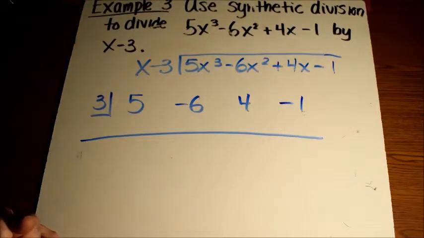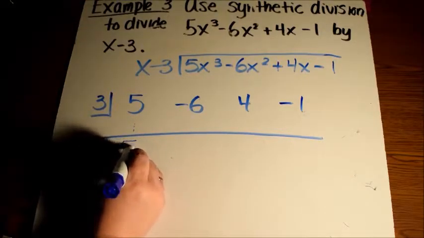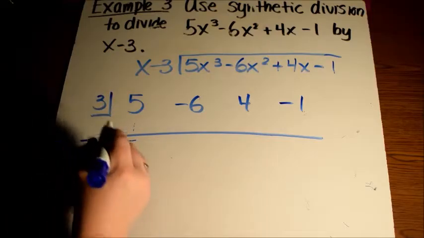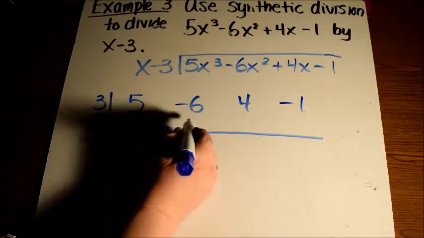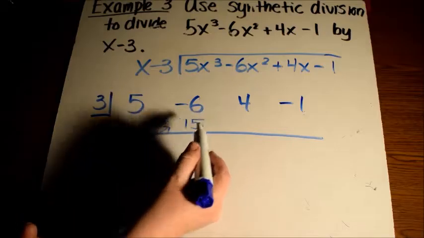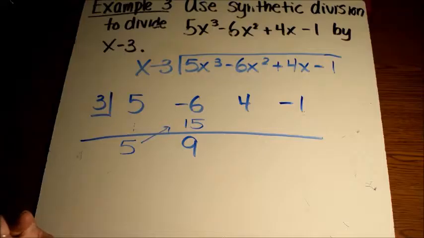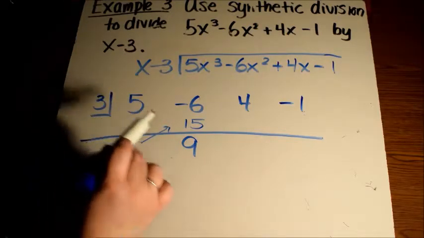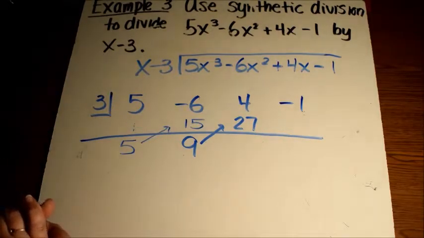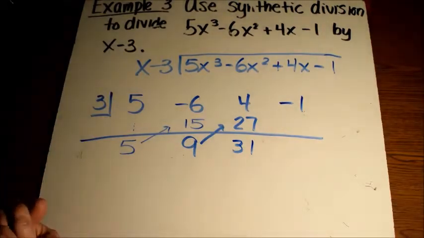All right, so synthetic division, the way that we do that, we've set it all up. First thing we're going to do is we're just going to bring this 5 down. And we're going to always multiply and then add. So 3 times 5 is 15, and we put the 15 right here. And then we add these two things together. Negative 6 plus 15 is 9. Now we multiply again. 3 times 9, that's 27. And then we add these together. 4 plus 27 is 31.